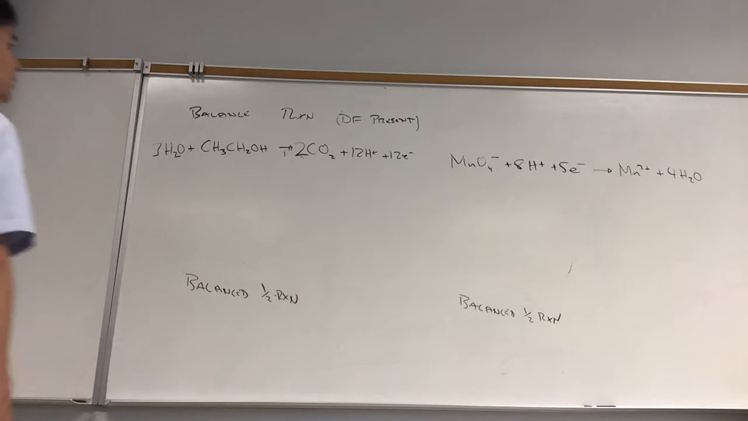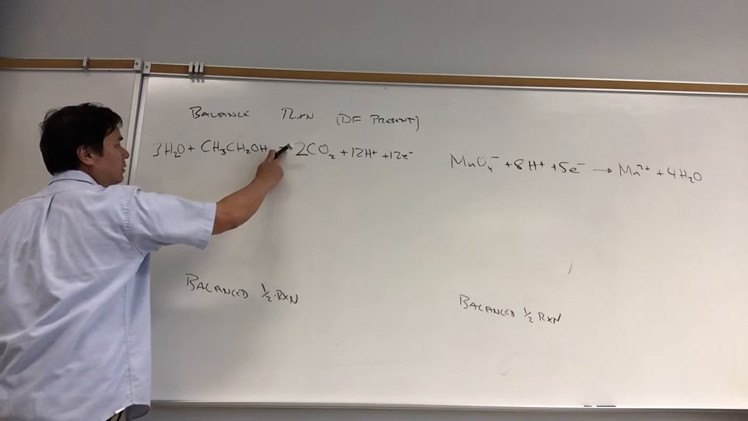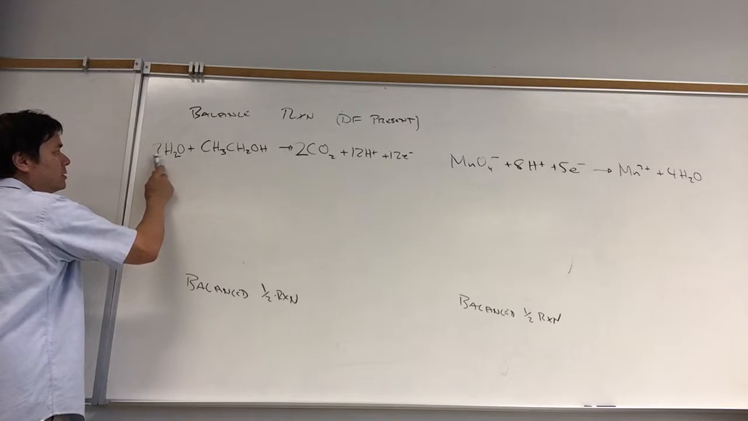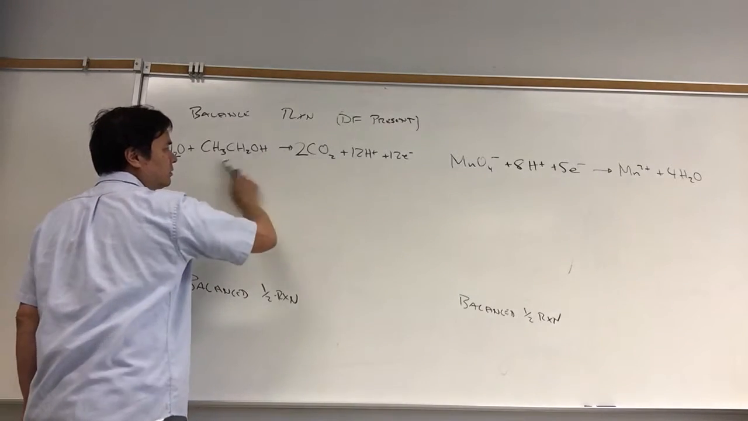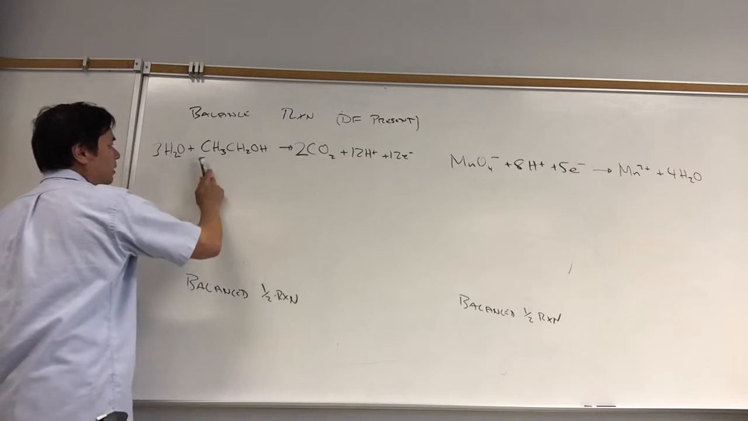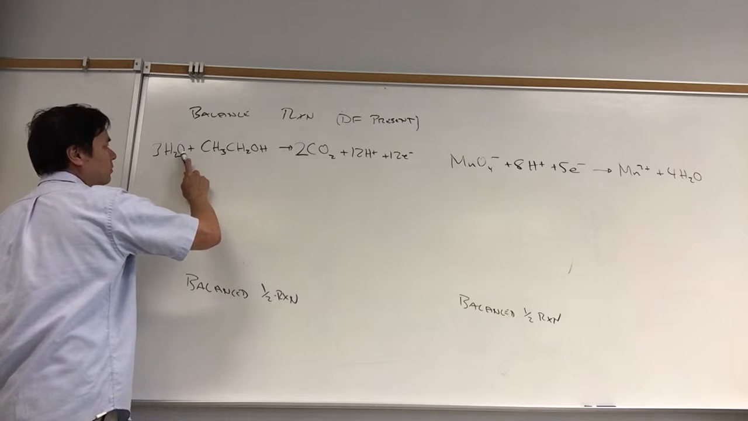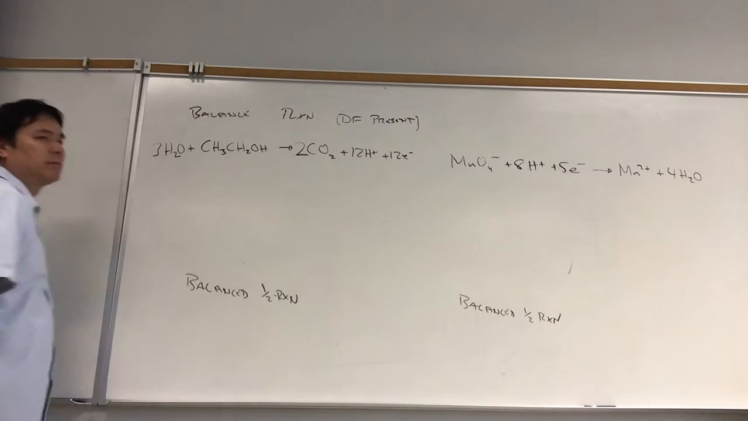Okay, so let's see if they're balanced. The way we check these half reactions is first we check the atom balance, make sure that the atoms are okay. 6 hydrogens plus 6 hydrogens is 12. 12 and 12, that's right. 2 carbons is 2 carbons. 3 plus 1 is 4 oxygens, 4 oxygens. So the atoms are balanced.